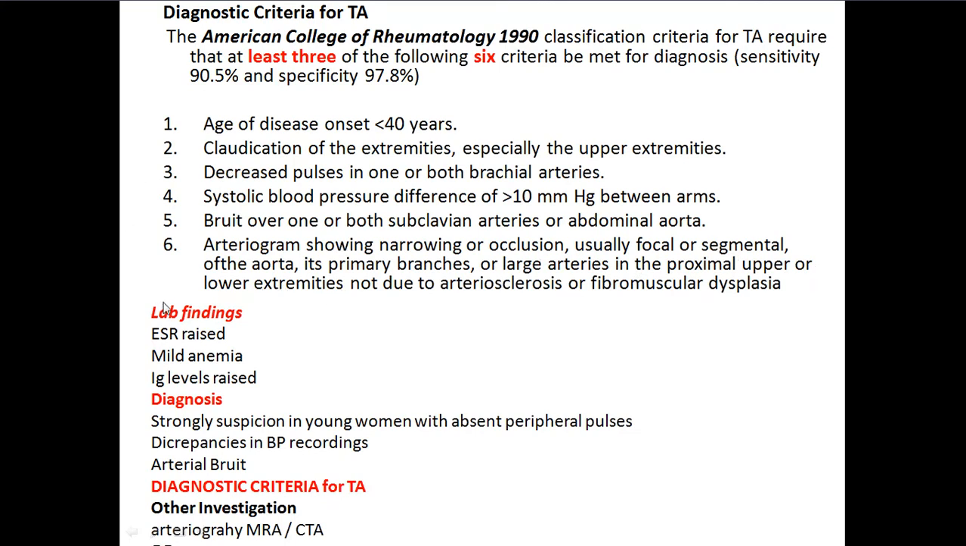So if three of these six criteria are met, then we can categorize the patient as Takayasu arteritis, along with other findings such as raised ESR, mild anemia and raised IgG levels, and strong suspicion in young women with absent peripheral pulses, discrepancies in BP recordings and arterial bruit, and the diagnostic criteria, arteriography.